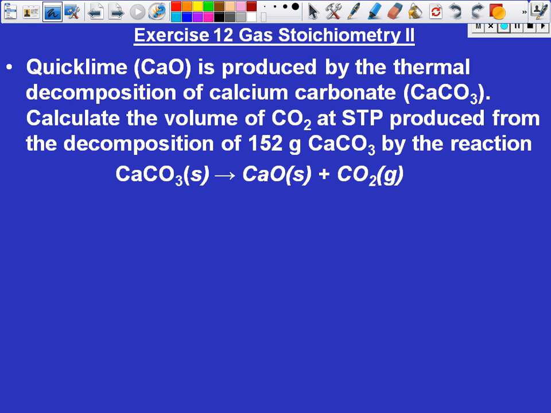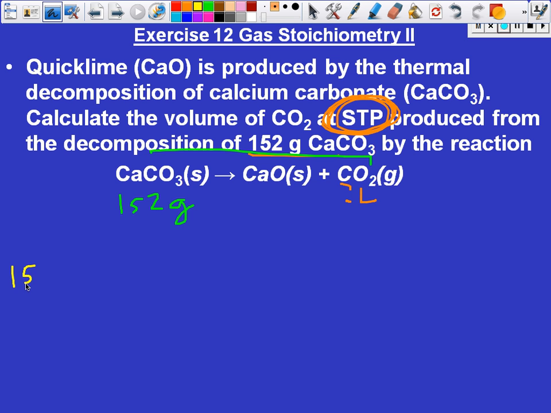Quicklime, which is basically just calcium oxide, is produced by thermal decomposition of calcium carbonate, CaCO3. Calculate the volume of CO2. So notice what they said. We are going to want the volume of CO2. They have given us something great here: at STP, produced from the decomposition of 152 grams of calcium carbonate by the reaction. So we have been given 152 grams of this stuff, and they're asking about the volume of CO2. All right, well, let's figure this out. This is basically just like something you did earlier.